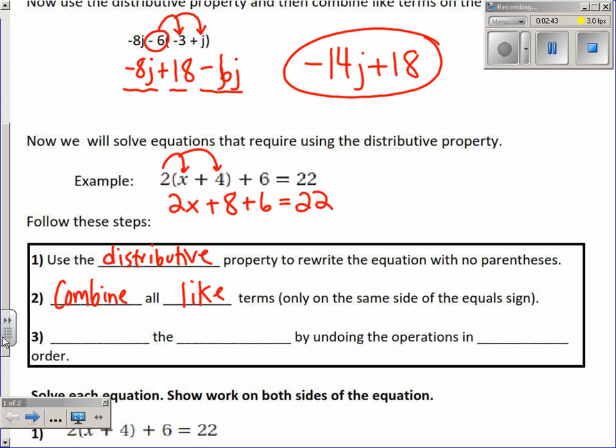And like Mr. Harvey said in class today, you can only combine terms that are on the same side of the equal sign. So this 6 and that 22 cannot be combined because they're not on the same side of the equal sign. But the 2x here is going to stay because there's no other term to combine that with. And then the 8 and the 6 becomes 14. That equals 22. So then we would subtract 14 from each side, and we would be left with 2x equals 8. And then we would divide each side by 2, x equals 4.